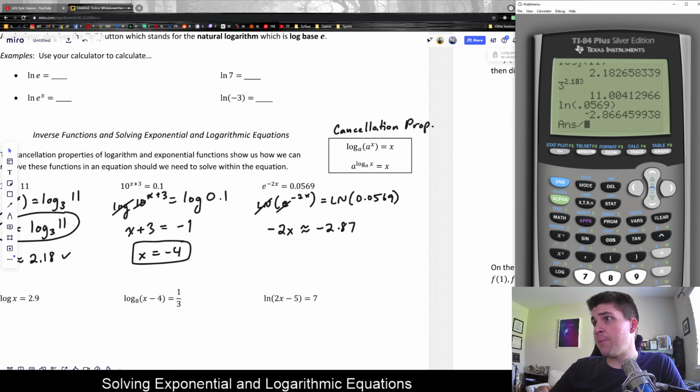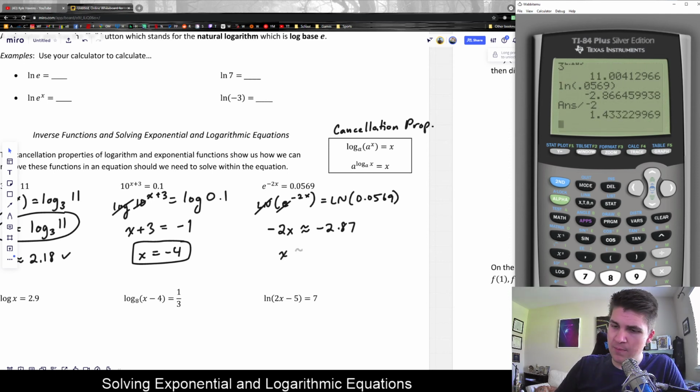And then if I divide that by negative 2, I could solve for x. x is approximately 1.43. Or the exact answer, I could just leave it as the natural log of this divided by negative 2.